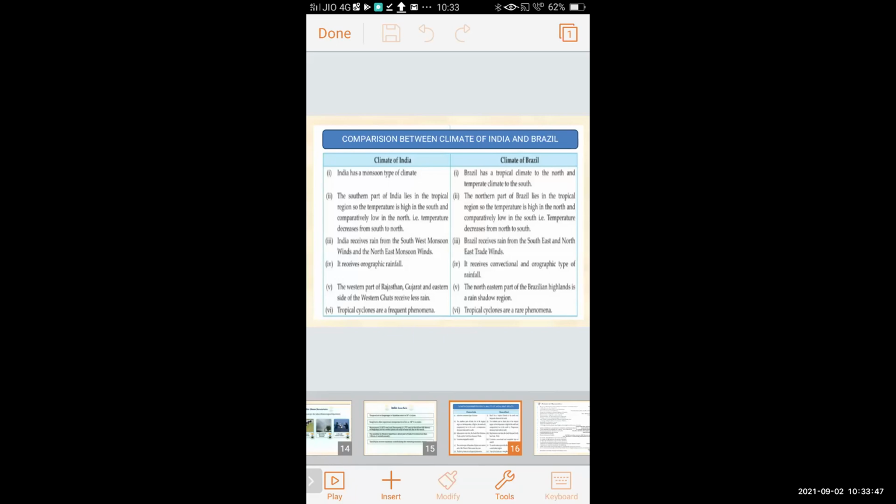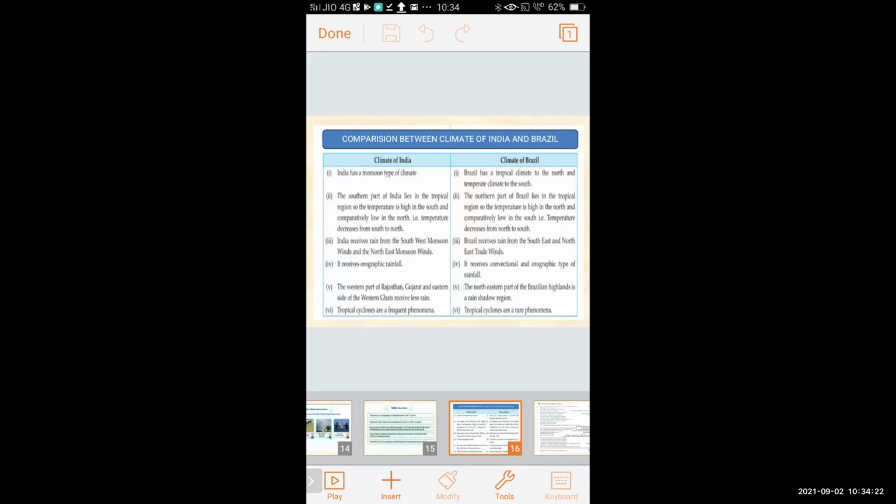Climate of India, in short, we will see. India has a monsoon type of climate. The southern part of India lies in the tropical region, so the temperature is high in the south and comparatively low in the north, that is, temperature decreases from south to north. India receives rain from the southwest monsoon winds and the northeast monsoon winds. It receives orographic rainfall. The western part of Rajasthan, Gujarat, and eastern side of the Western Ghats receive less rainfall. Tropical cyclones are a frequent phenomenon.